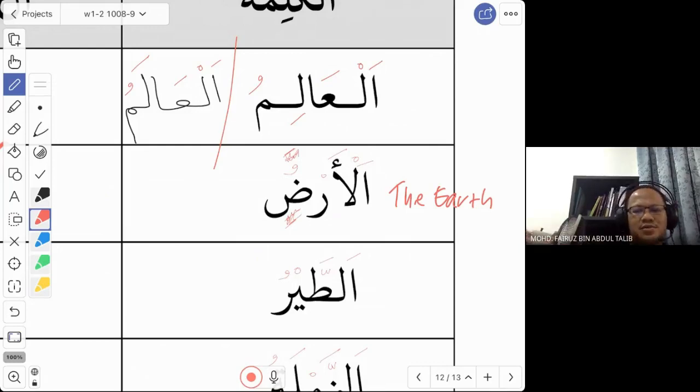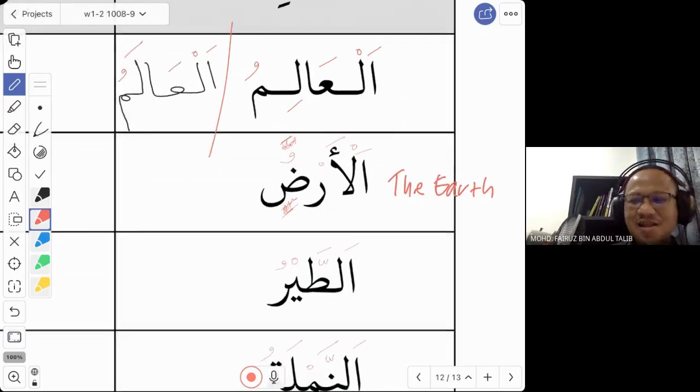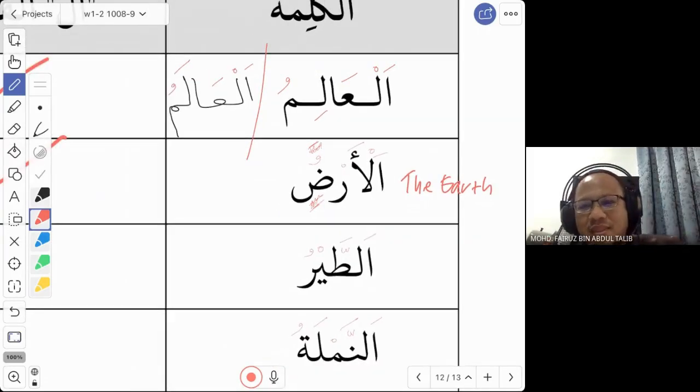So I believe the word earth is taken from the Arabic word. So similar in sound, right? Earth, ar. I'm not sure, but I believe so because al-ard is mentioned in the Quran, 1,000 years ago. So the earth. Yes. Any other question? No. All right. So if there is no question, let us stop here.